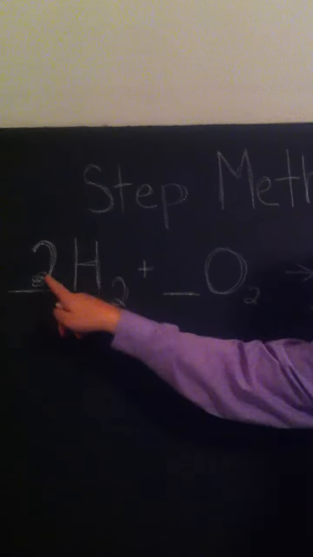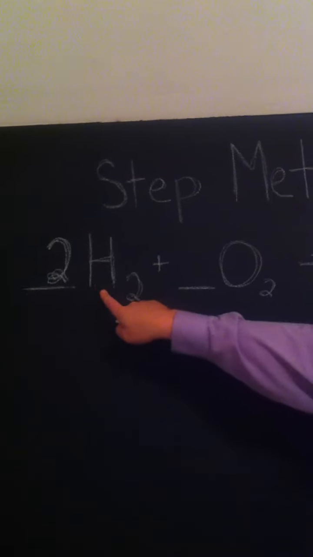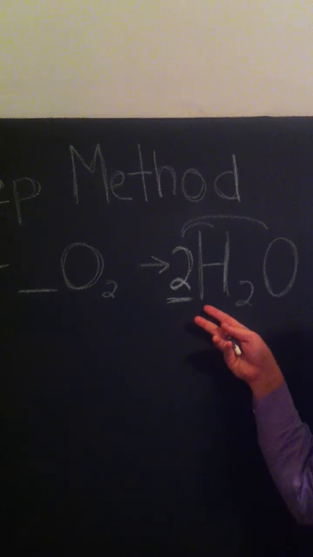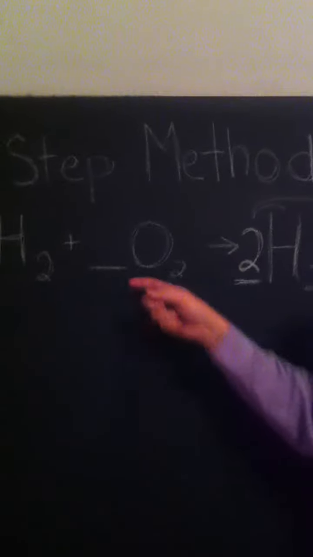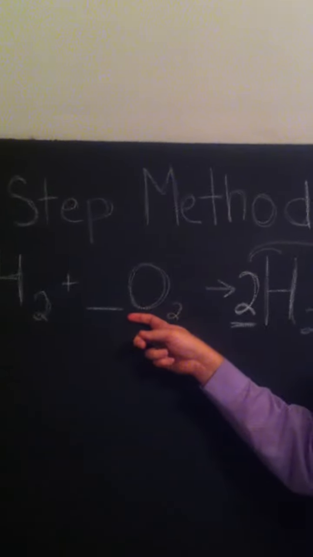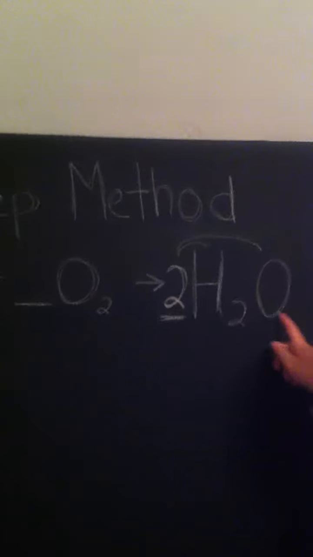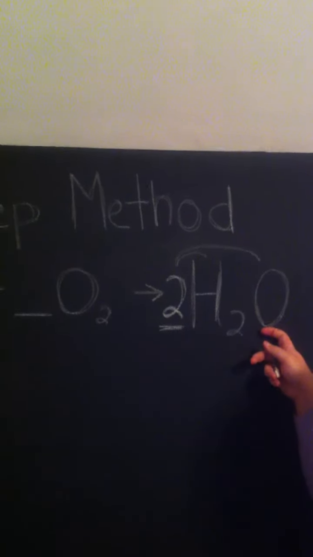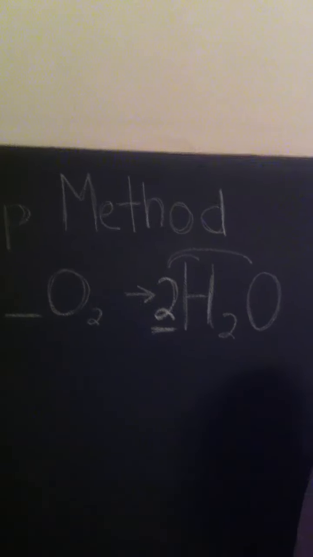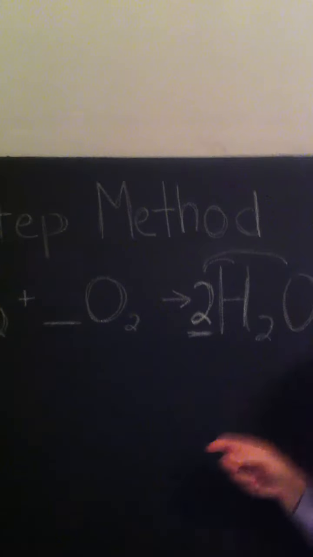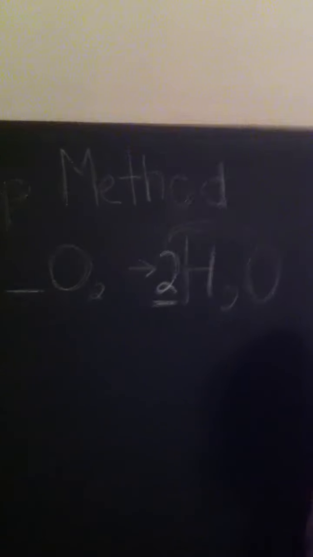So now we have 4 hydrogen because 2 times 2 gives us 4 hydrogen. We go back to this side, we have 2 times 2, which gives us 4 hydrogen. So 4 hydrogen on the reactant side, 4 hydrogen on the product side. They are balanced. Now let's look at our oxygen. 2 oxygen on our reactant side, 2 oxygen because we multiply the 1 times the 2, 2 oxygen on our product side. So therefore hydrogen 4, oxygen 2, oxygen 2. This one is balanced. Good job.